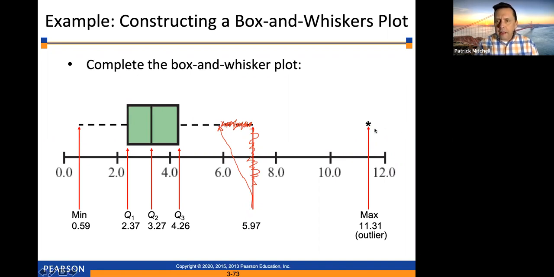The star at 11.31, that's where we have our outlier. And I believe that's going to do it for section 3.5.